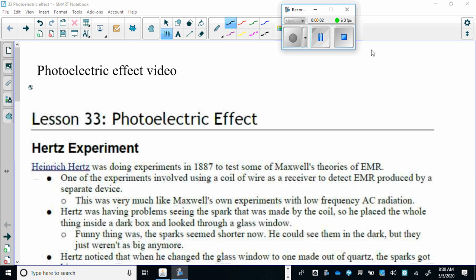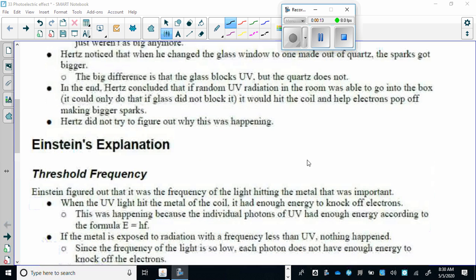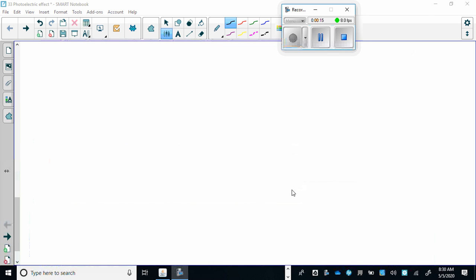Lesson 33, the photoelectric effect, is a big lesson. We'll do this lesson in two parts. And before we do that, let's quickly review what we learned yesterday. The big concept we learned yesterday was that light comes in little packages or little pieces called quanta or photons.